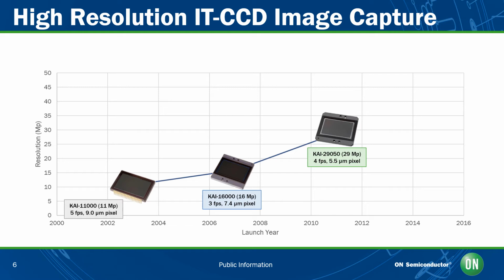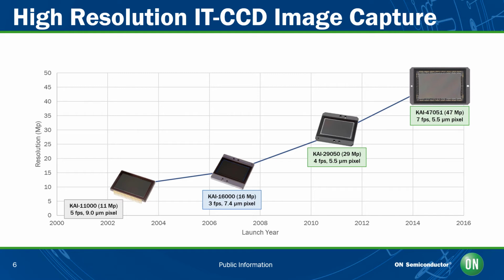In 2015, we increased resolution again, but this time not by developing a new pixel architecture, but by expanding to a larger optical format. The 47-megapixel KAI-47051 set a new bar for high-resolution, high-performance image capture, and in fact remains the highest resolution interline transfer CCD commercially available.